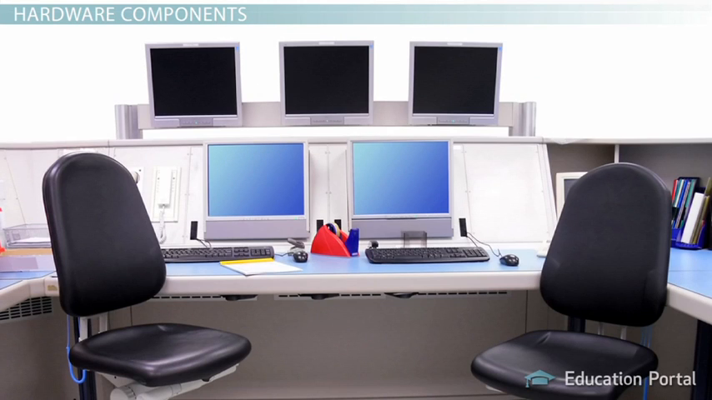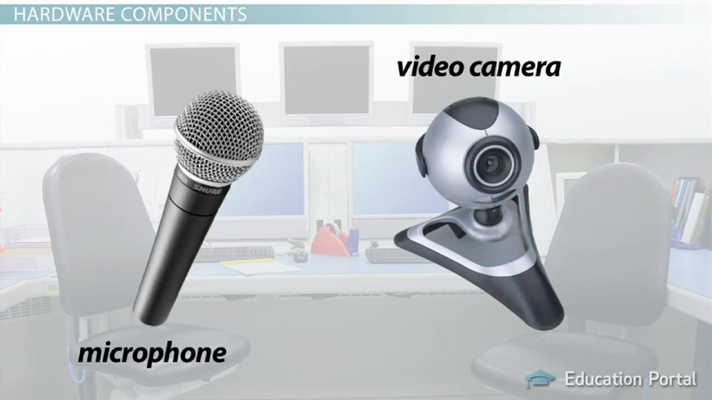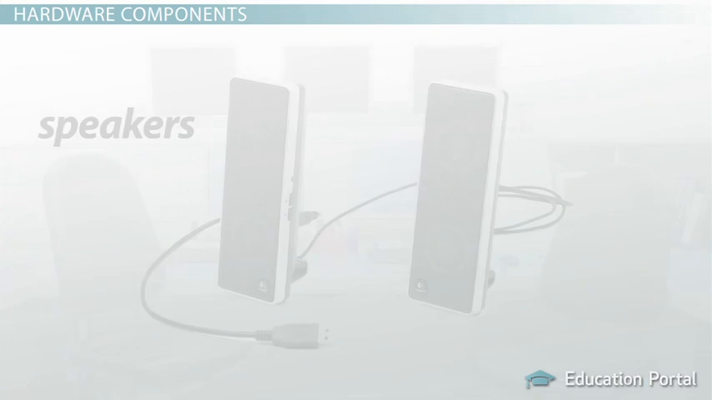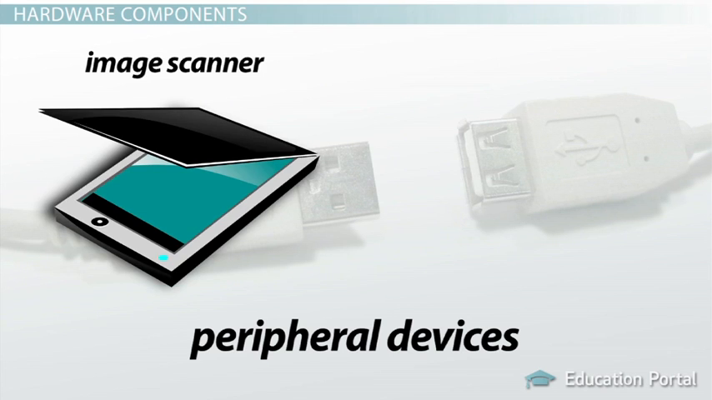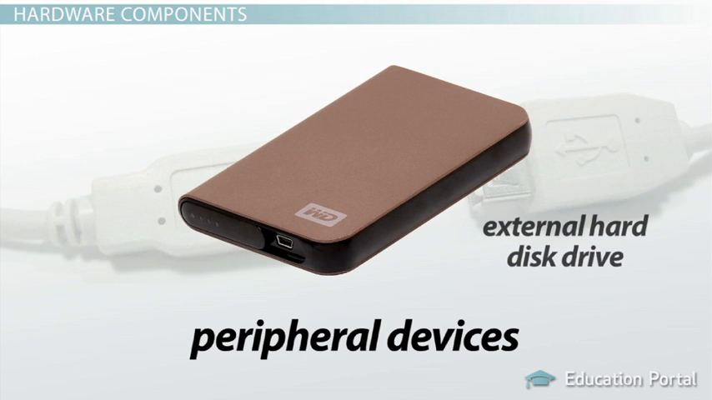Most present-day computer systems have additional hardware components to provide more functionality. These include input devices, such as a microphone and video camera, and output devices, such as speakers. These can be integrated into the other hardware components or connected as external devices. Additional peripheral devices can be connected to the computer systems, such as an image scanner to input paper documents as digital files, a printer to print out documents, and an external hard disk drive for extra mass storage.